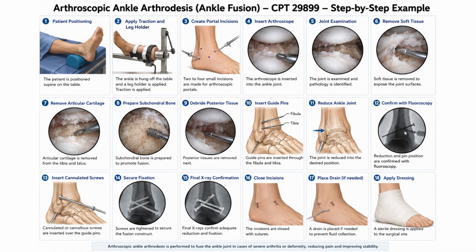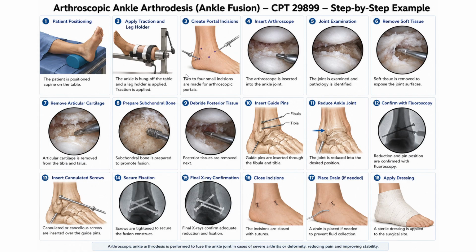He will confirm with the help of fluoroscopy whether reduction and pin position is correct or not. And then he will insert the cannulated screws. He will secure the fixation, and final X-ray confirmation is done. He will close the incision. He will place the drain and dressing is applied. So this is the end of the ankle arthroscopy CPT codes.